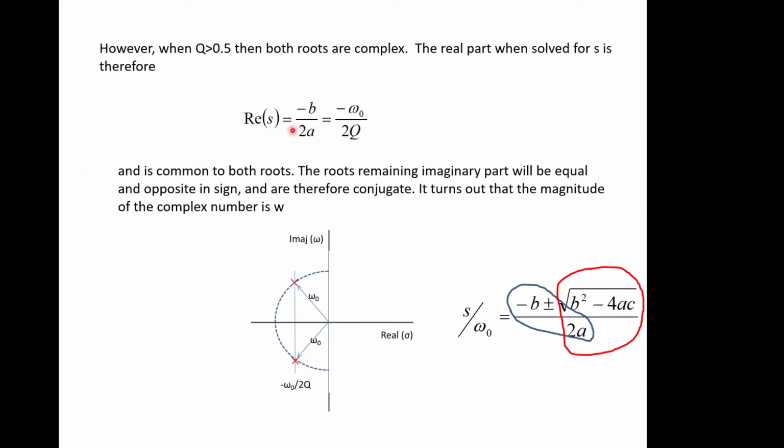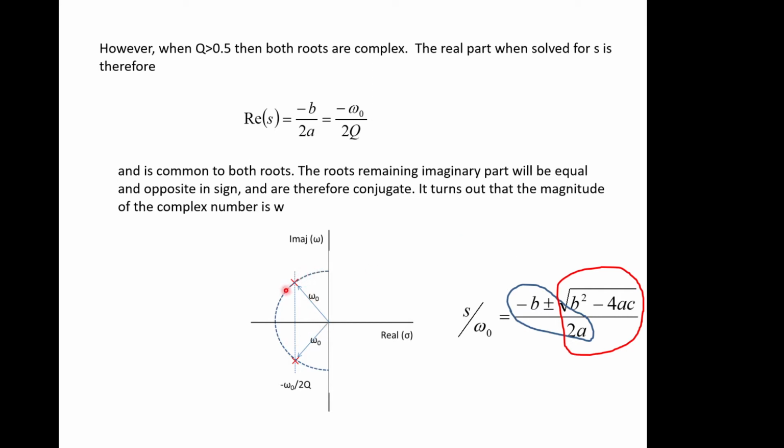So the real part of that becomes minus omega naught over 2Q, and that's common to both roots. The remaining imaginary part will be equal and opposite in sign, because that's just the nature of the equation, and they are therefore by definition conjugate. And it turns out, if you do the sums, that the magnitude of the entire complex number is just omega naught.